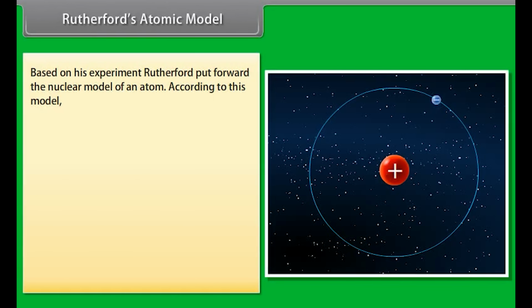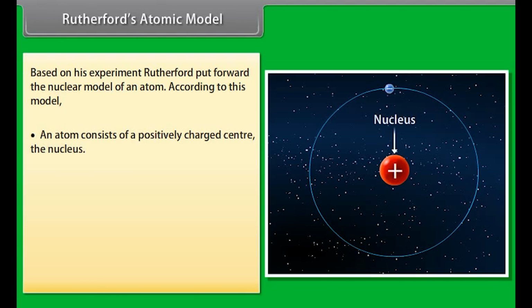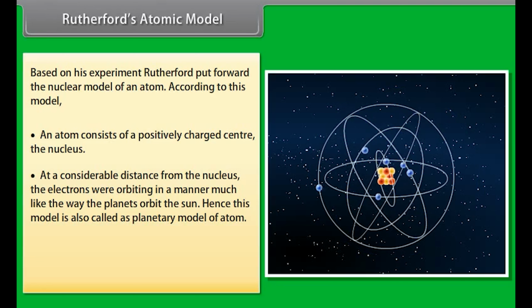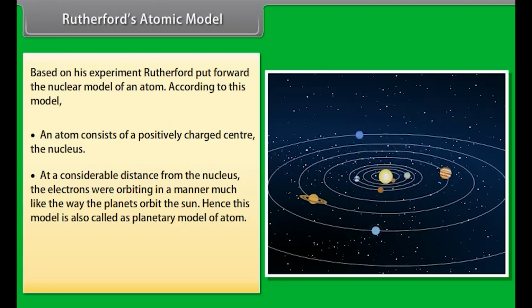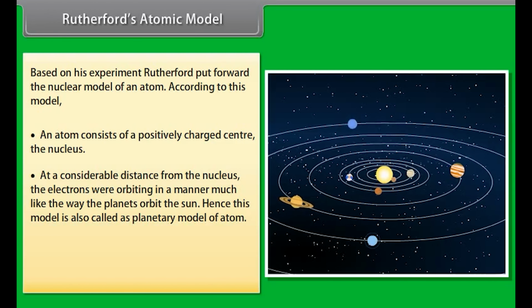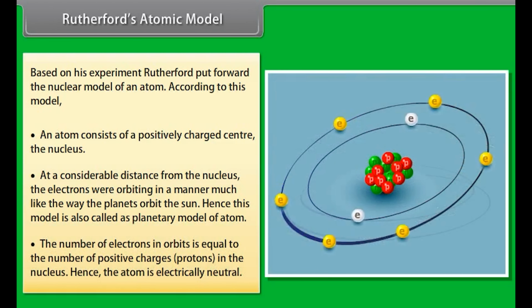Rutherford's atomic model. Based on his experiment, Rutherford put forward the nuclear model of an atom. According to this model, an atom consists of a positively charged center, the nucleus. At a considerable distance from the nucleus, the electrons were orbiting in a manner much like the way the planets orbit the Sun. Hence, this model is also called the planetary model of atom. The number of electrons in orbits is equal to the number of positive charges, protons, in the nucleus. Hence, the atom is electrically neutral.